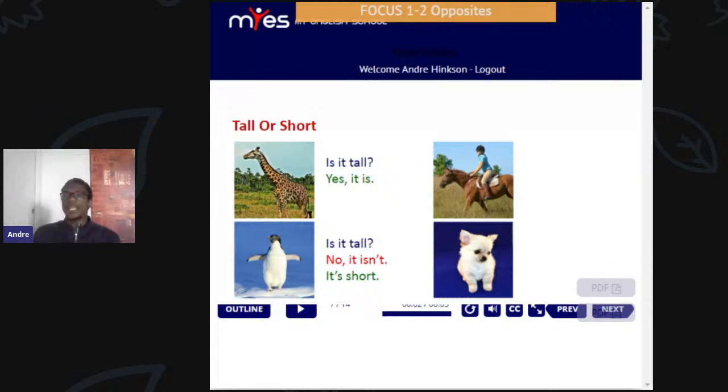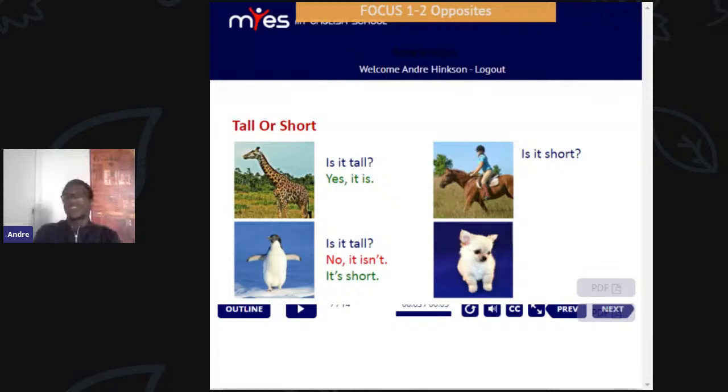Cool. Now let's look at the next picture. So let's look at the question. Good, excellent, Tonio. So yes, it is short. But in this case, you don't have to use yes because we did not ask the question with short. We asked the question with tall. So after we give the negative answer, then we give a positive answer, but we don't use yes. We just use the positive. It's short. Good.